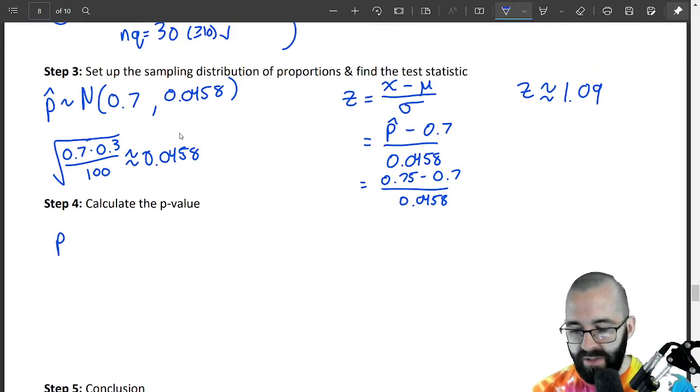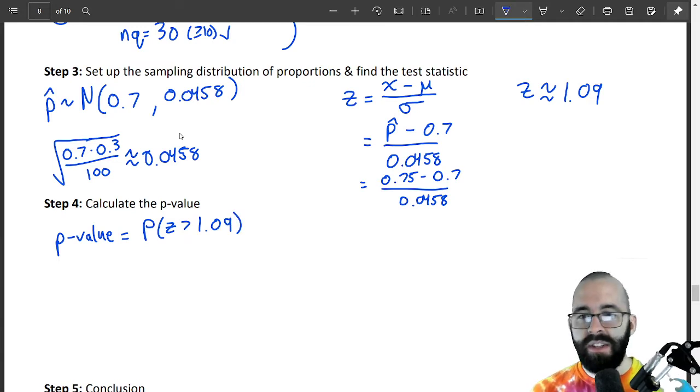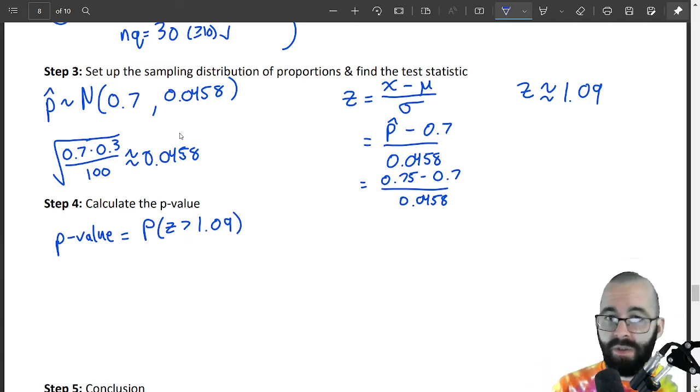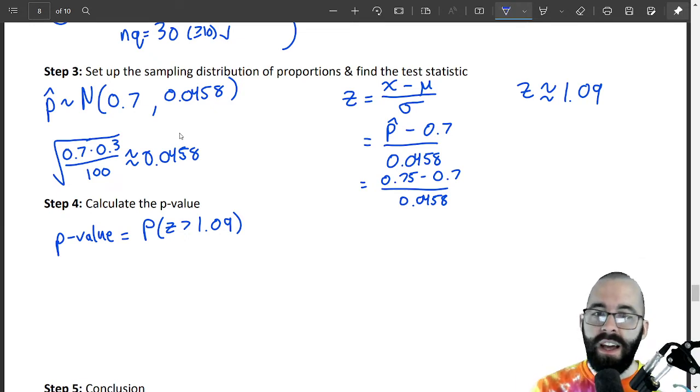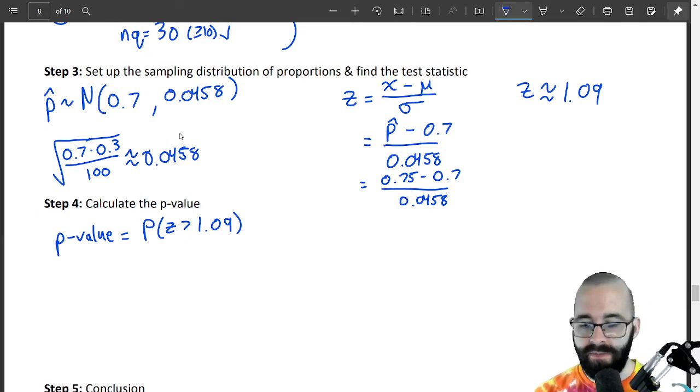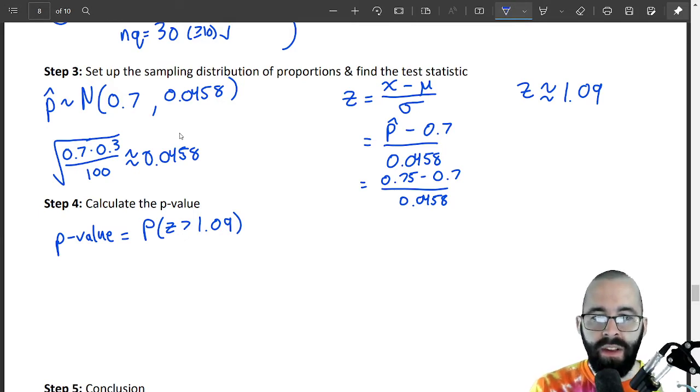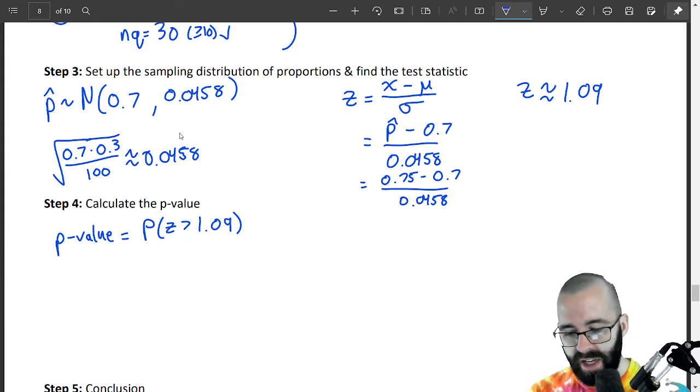Okay, our p-value is the probability that a standard normal variable is bigger than our test statistic, which is 1.09. This is the probability that if the status quo is true and 70% experience relief, what's the probability that we got so many, 75% in our case, just by random chance? If this is a really high probability, then yeah, it's random chance. Our assumption might be correct. If this is a really low probability, then it's probably not random chance. Our assumption's probably wrong. Okay?